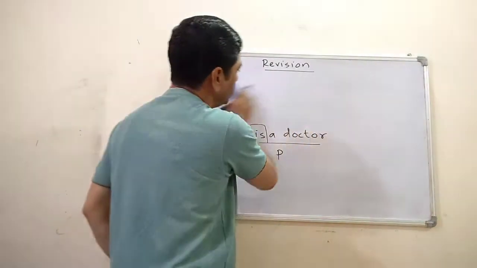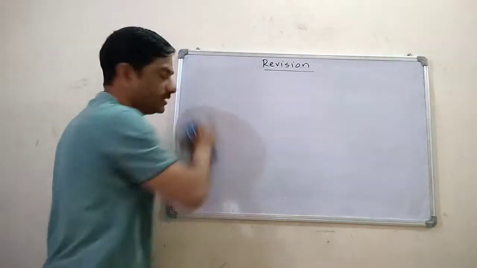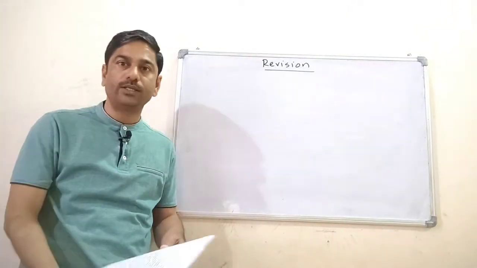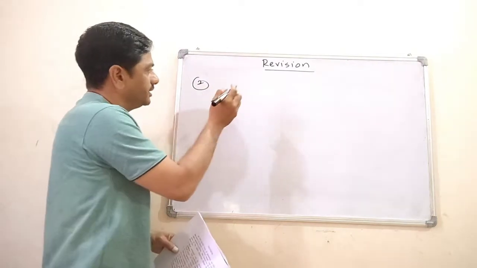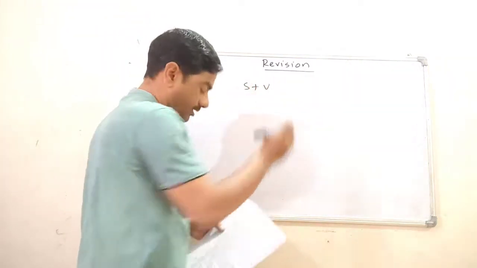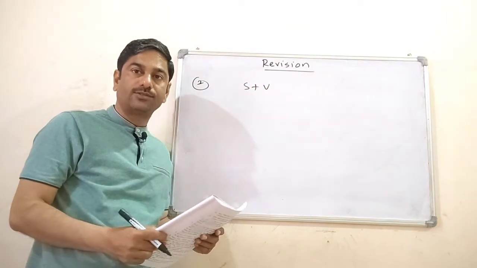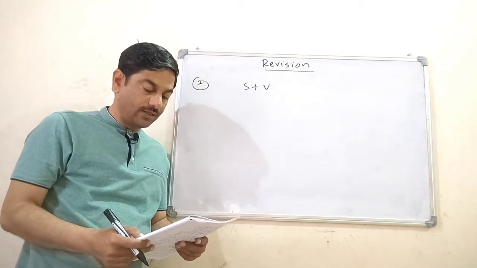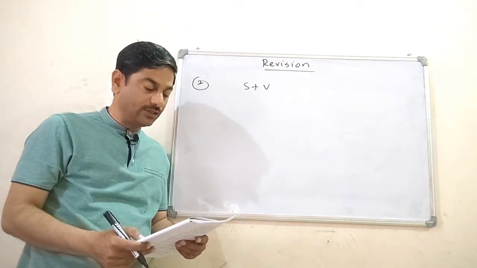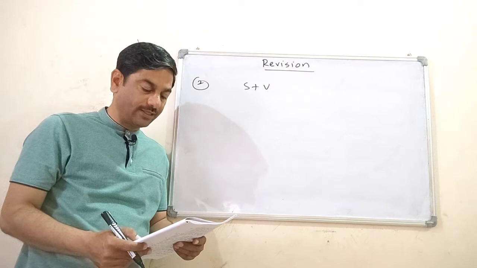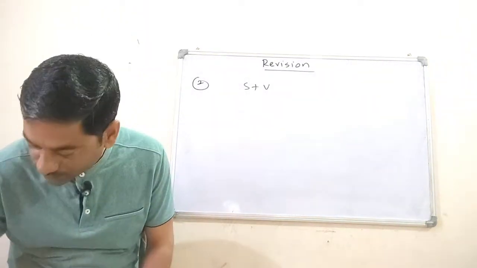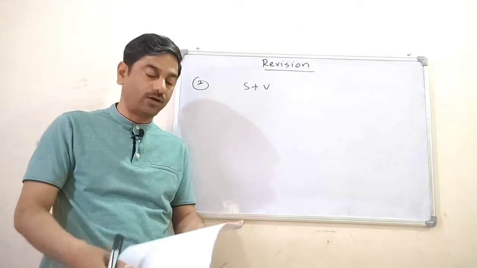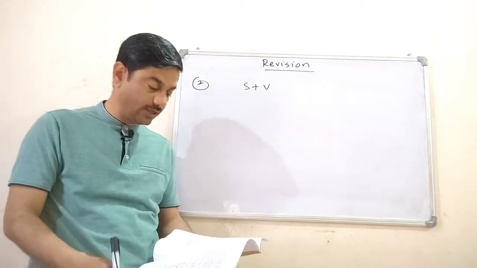Now what we studied, second point. This is a revision lesson. We'll revise everything in short. We studied one structure, S plus V. The verbs in this pattern are used intransitively, that is, they do not take an object. As far as these verbs are concerned, they do not take object.